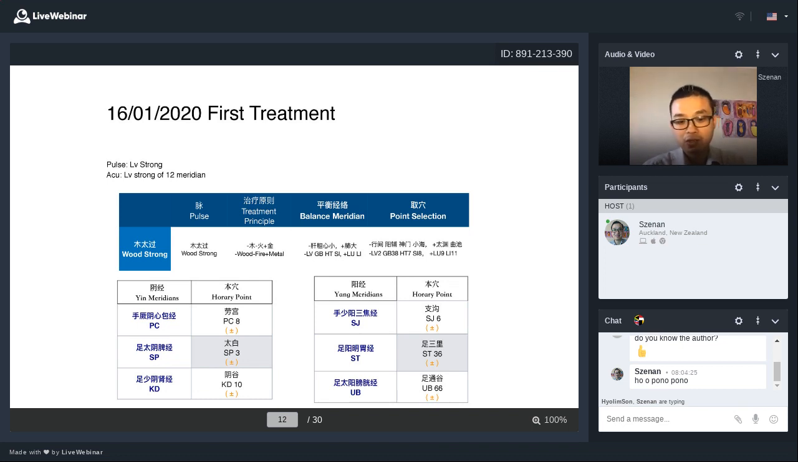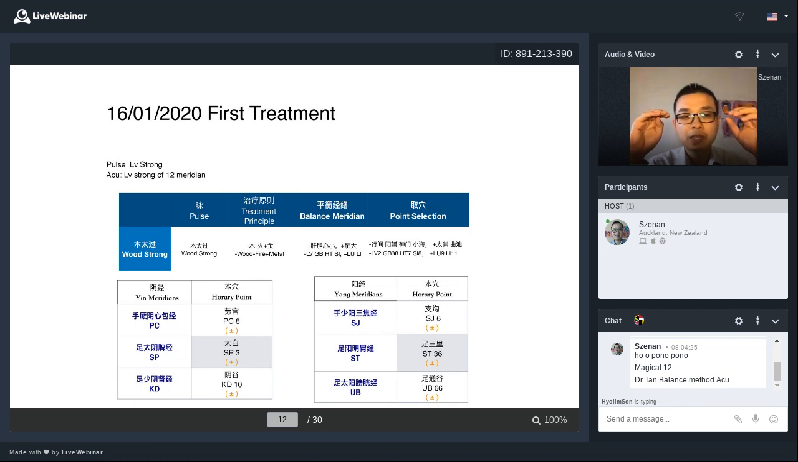Magical 12 is Dr. Tan's method, acupuncture. It comes from Dr. Tan. But the way that I do Magical 12 is a bit different. I actually use pulse. So I take pulse.